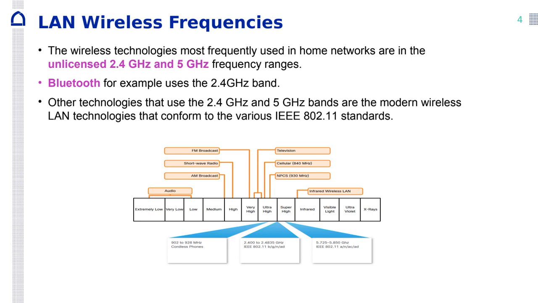These devices use unlicensed 2.4 and 5 gigahertz. Bluetooth, for example, uses 2.4 gigahertz. Modern wireless devices use 2.4 and 5 gigahertz, and they follow the IEEE 802.11 standards. So this is the IEEE standard that governs Wi-Fi. Please remember this number.